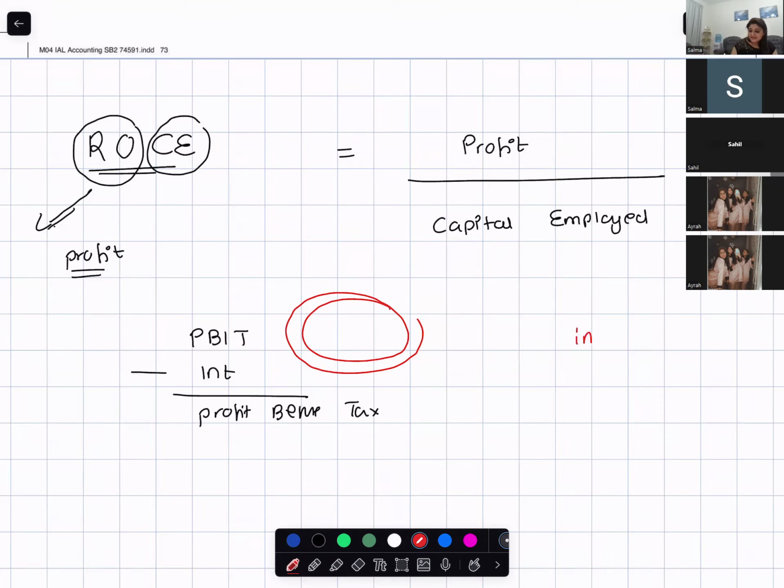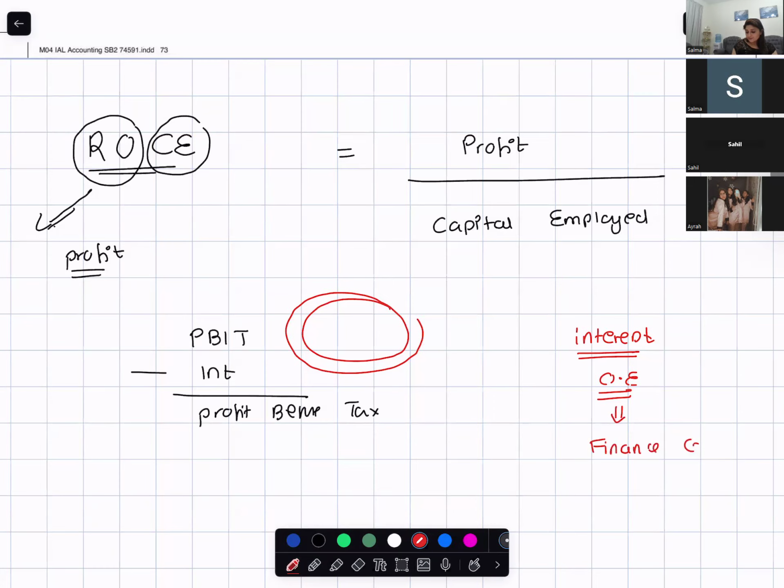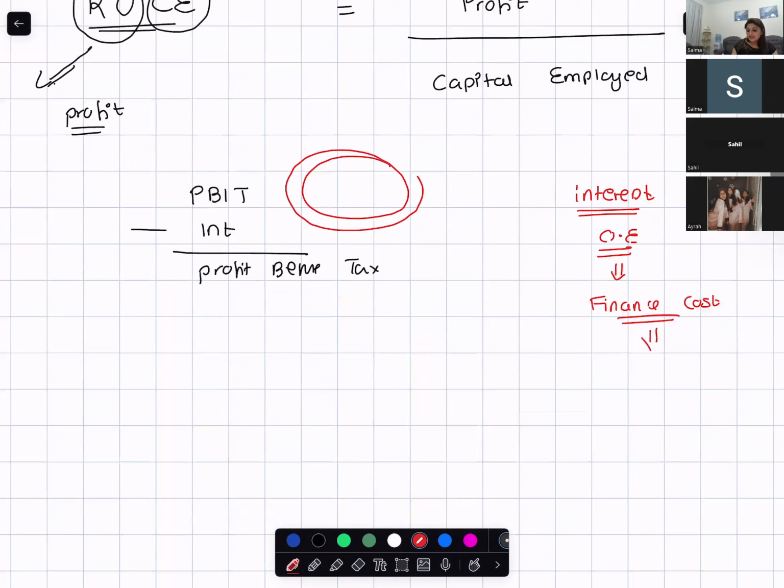Tell me, is interest an operating expense? No. What type of expense is interest? Financial cost. What do you mean by finance cost? All the interests that come from the bank. It is the cost that is associated with arranging money. Yes, it's another source of funding. So it is the cost associated with arranging money, not with business operation.